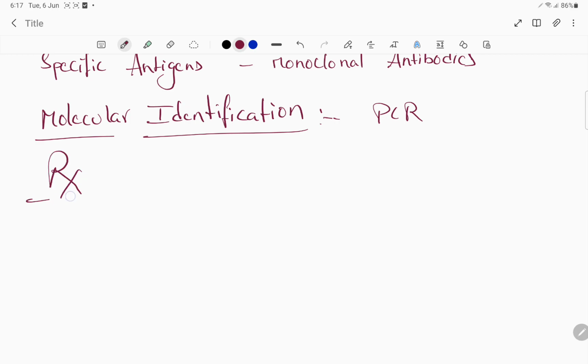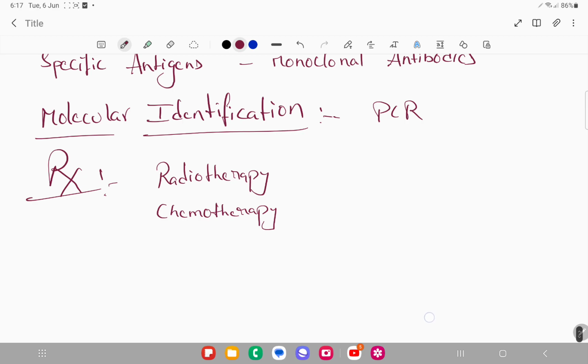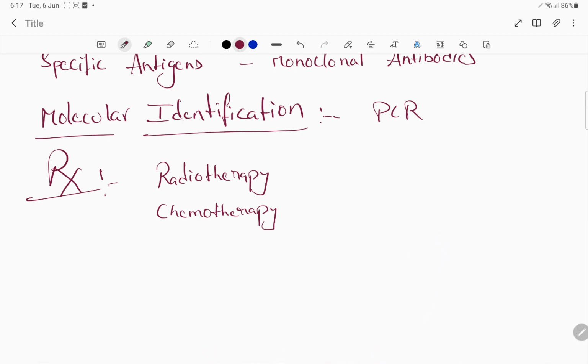Next, treatment. Coming to treatment, we have radiotherapy and chemotherapy. Most of the malignant tumors can be removed completely through surgery. It does not cause damage to the vital organs. To eliminate metastasis cells, surgery is followed by radiotherapy as well as chemotherapy.